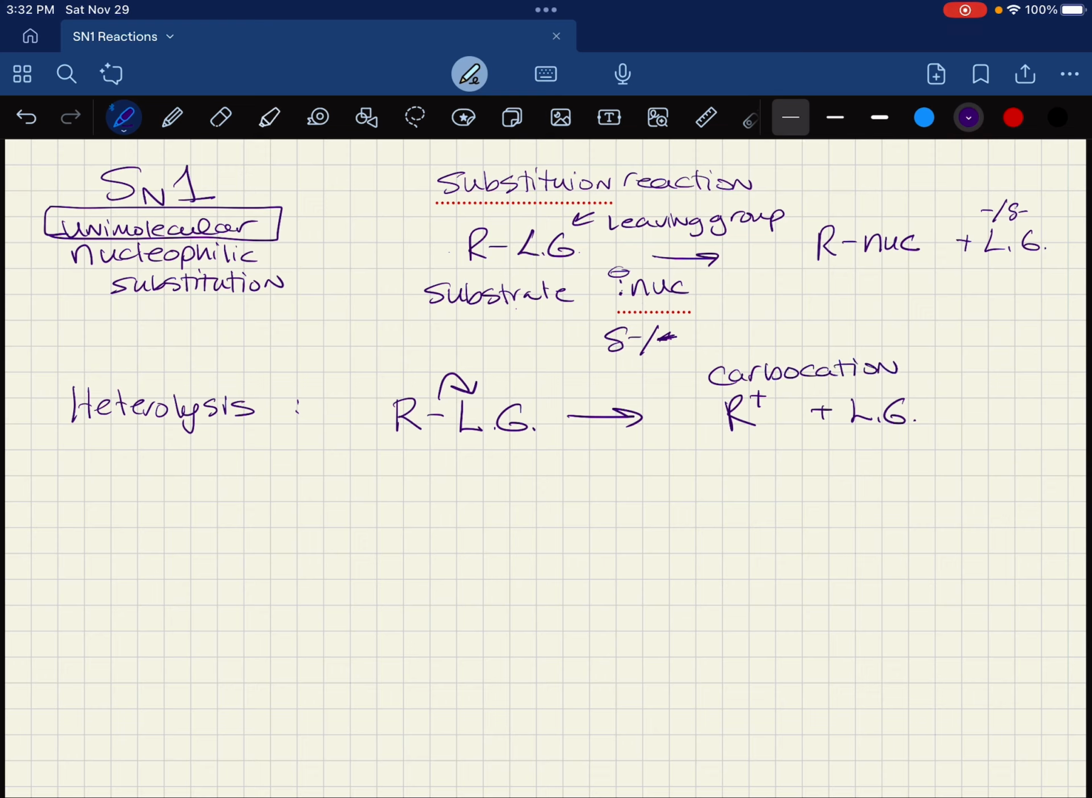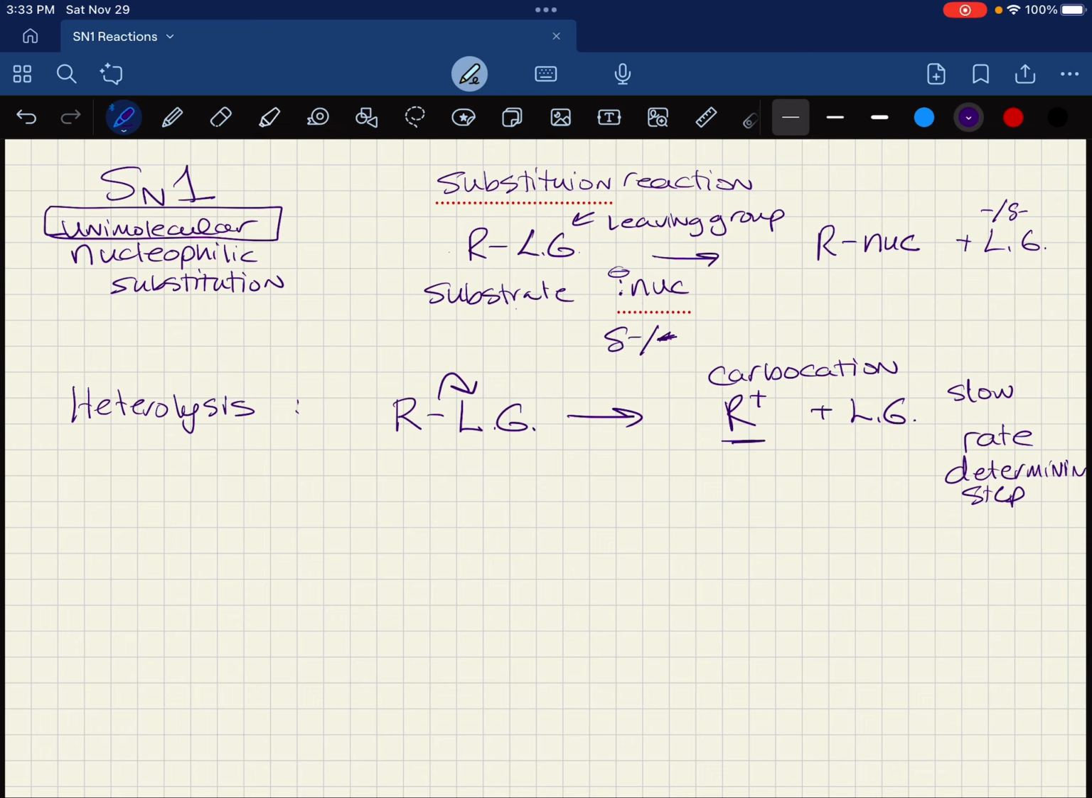and this is going to be the slow step, also known as the rate determining step. And the reason it's the slow step is because we are making a carbocation intermediate, which is going to be a pretty unstable intermediate in general.